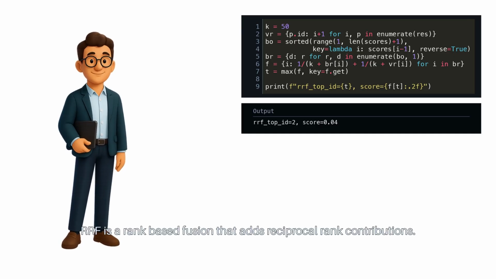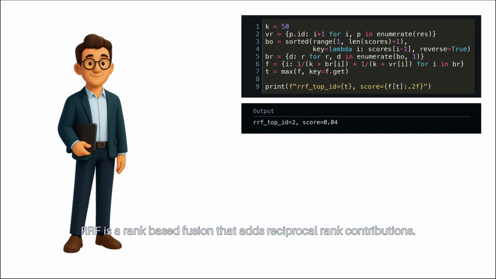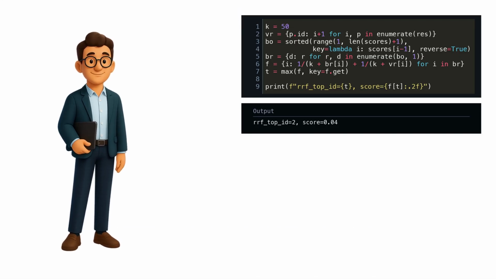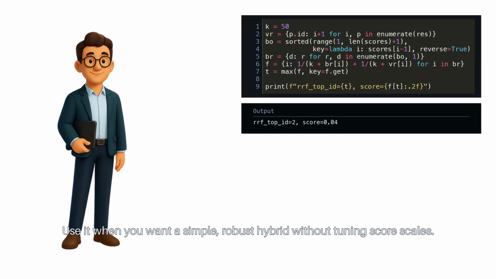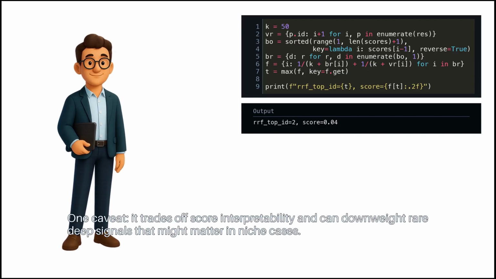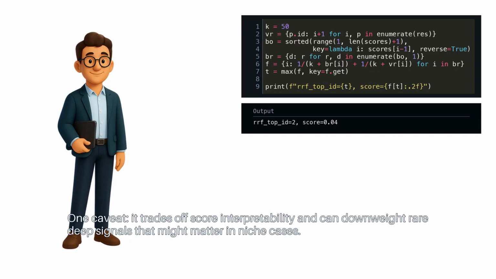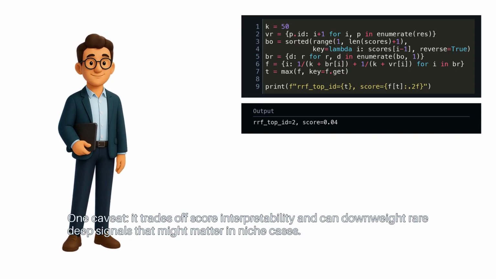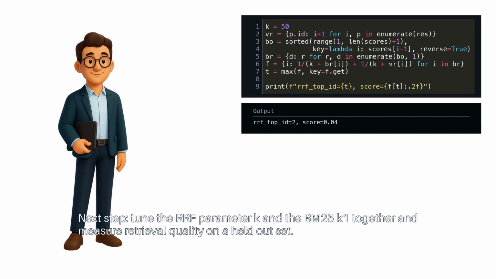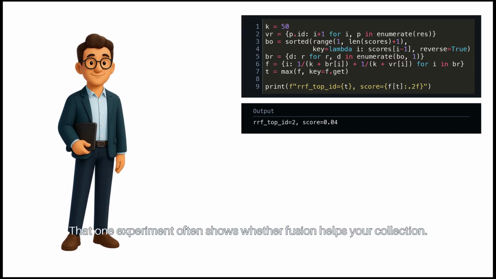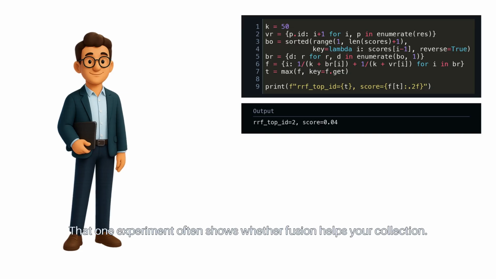Recap. RRF is a rank-based fusion that adds reciprocal rank contributions. Use it when you want a simple, robust hybrid without tuning score scales. One caveat: it trades off score interpretability and can downweight rare deep signals that might matter in niche cases. Next step: tune the RRF parameter k and the BM25 k1 together, and measure retrieval quality on a held-out set. That one experiment often shows whether fusion helps your collection.